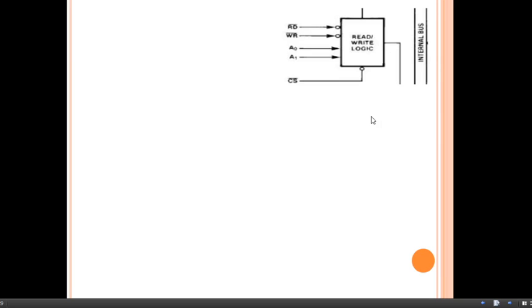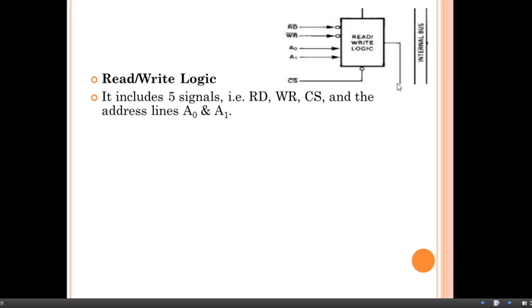After this, the next important block of the functional block diagram is the read-write logic. Here we can observe the read-write logic. The output from this read-write logic goes to the data bus buffer, and this output goes to the control word register. So this read-write logic includes 5 signals, as we can observe in this diagram: read bar, write bar, then chip select bar, and A0 and A1. These are the address lines. So 5 signals: read bar, write bar, A0, A1 and CS bar. These are the signals which are important for this read-write logic function.